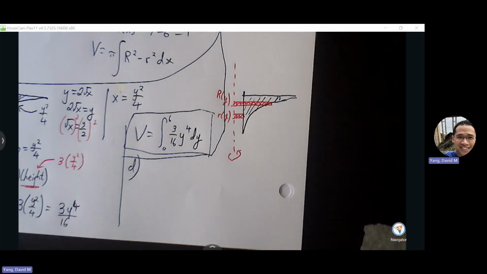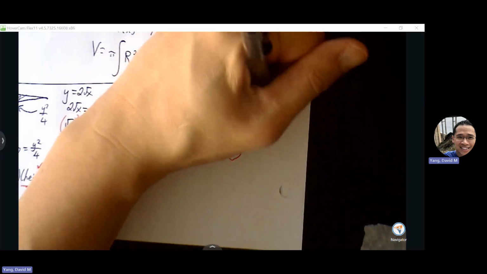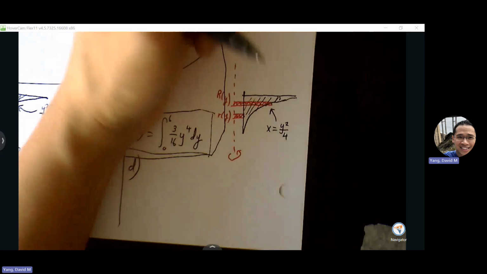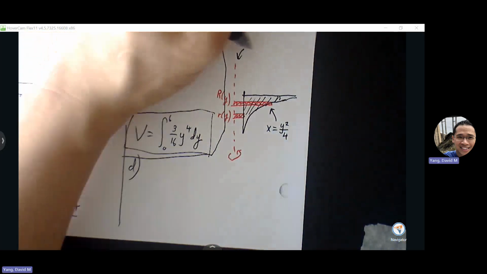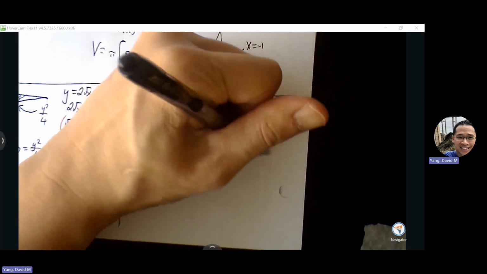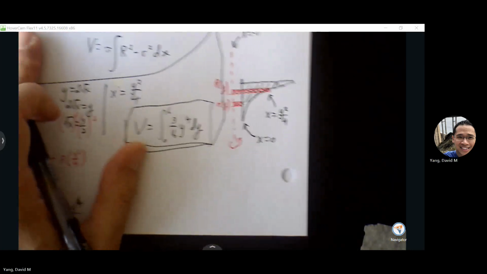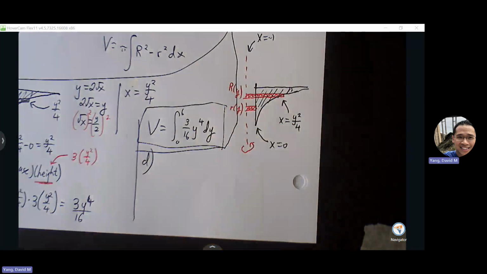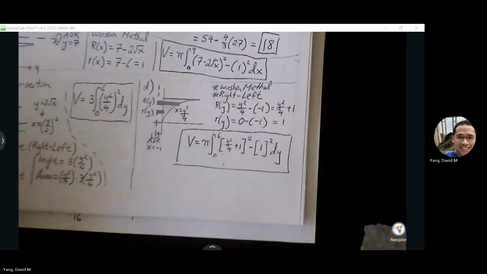We can reuse our equation that we've built before. So we know x is y squared over 4. We know this vertical line is x equals -1, and we know that the y-axis is x equals 0. We build big radius, we build little radius, and then we do washer method just like how we did part B. And our bounds is from 0 to 6, just like part C.